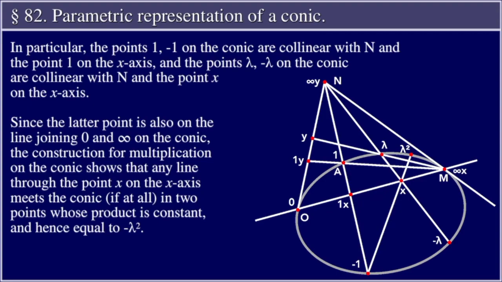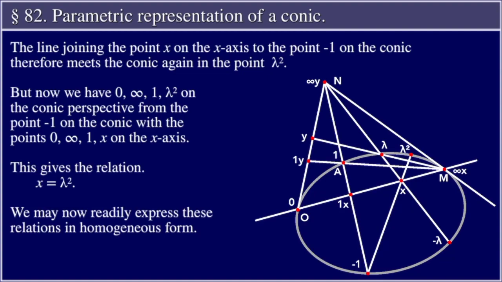Since the latter point is also on the line joining 0 and infinity on the conic, the construction for multiplication on the conic shows that any line through the point x on the x-axis meets the conic, if at all, in two points whose product is constant, and hence equal to negative lambda squared. The line joining the point x on the x-axis to the point -1 on the conic therefore meets the conic again in the point lambda squared.